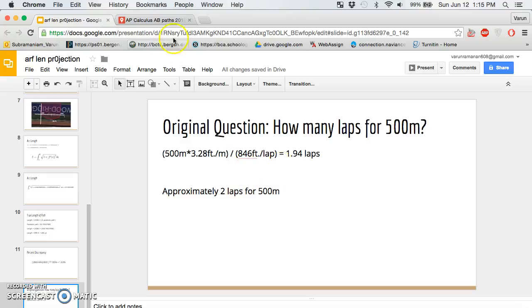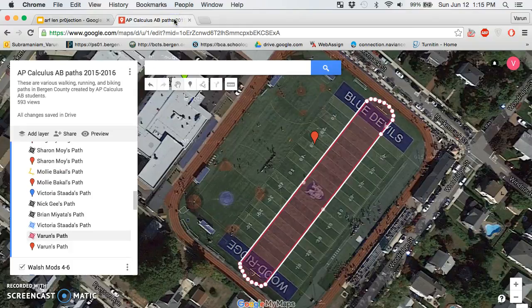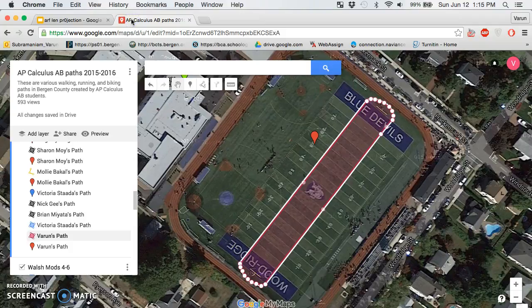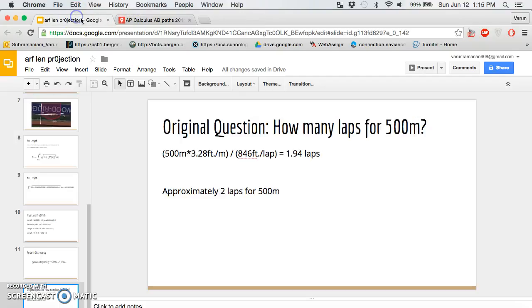So as you can see, I didn't have to go and measure using a ruler or measuring tape this entire field. I used calculus to solve for this length. And that's the power of calculus. So you can see that this has some real life application if you ever want to find the length of something using arc lengths. Thank you very much.